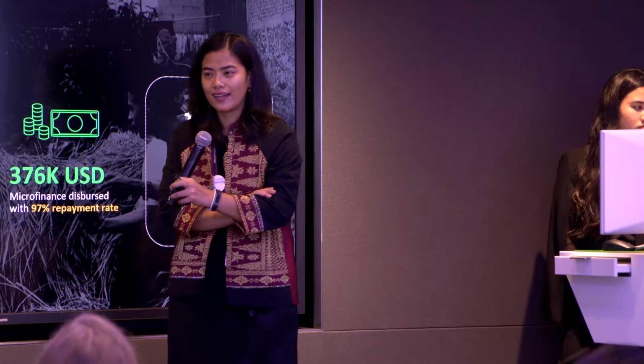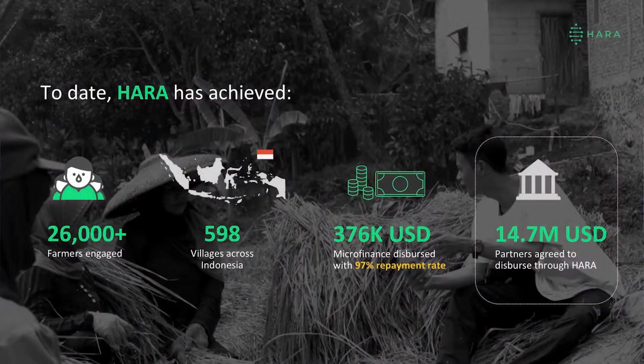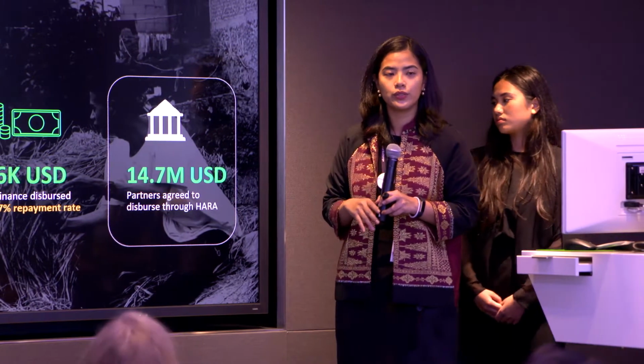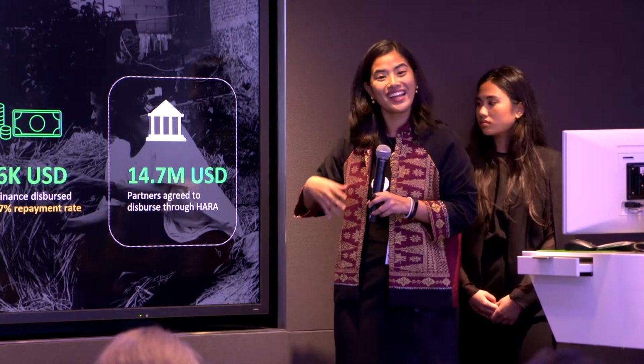To date, I'm very proud to say that although it's within just over a year, we have brought over 26,000 farmers into our ecosystem across 598 villages across Indonesia. And through our bank partners, we have disbursed $376,000 US dollars in microfinancing to people previously deemed unbankable, with a repayment rate of 97 to 98%. And because of our consistent pilot results, our bank partners have now agreed to disburse 14.7 million US dollars over the next 7 years.